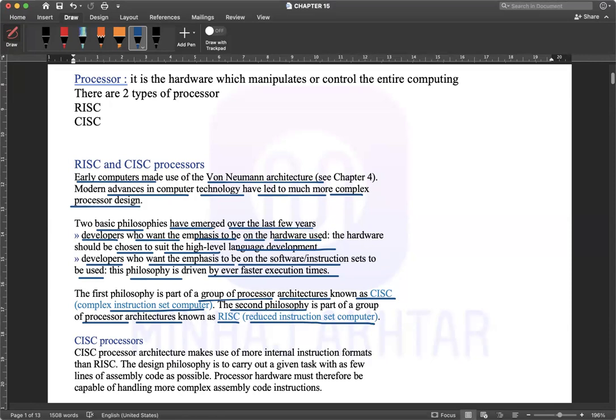CISC means complex instruction set computer. RISC means reduced instruction set computers. So this is how the two philosophies have been implemented in the last few years. And yes, it is implemented in the market.